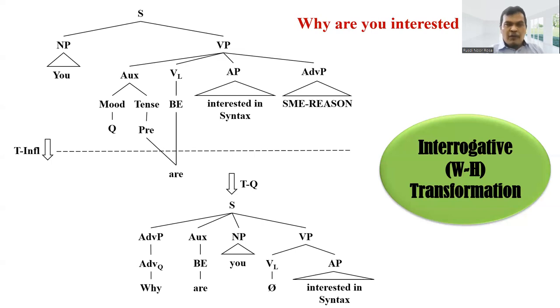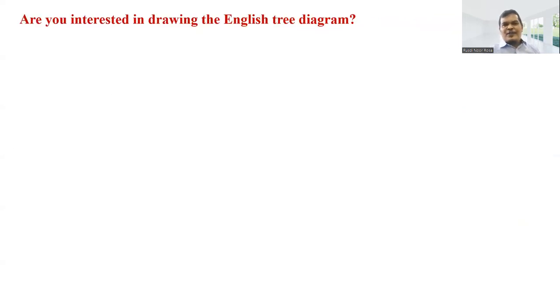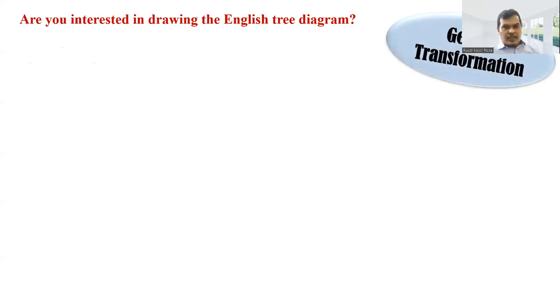Now, let's come to the more complicated sentence, or the more complicated interrogative sentence. Are you interested in drawing the English tree diagram? You see here, there are several kinds of transformation, and one of which is gerund transformation. So whenever you find a verb serving as a noun in a sentence, if you want to analyze it by using tree diagram, you have to consider that gerund is the result of transformation. That is called gerund transformation. So before we transform this sentence into an interrogative sentence, we have to transform this sentence in the form of gerund transformation.